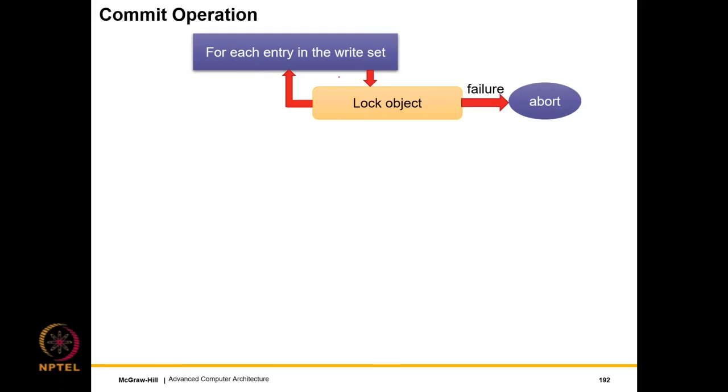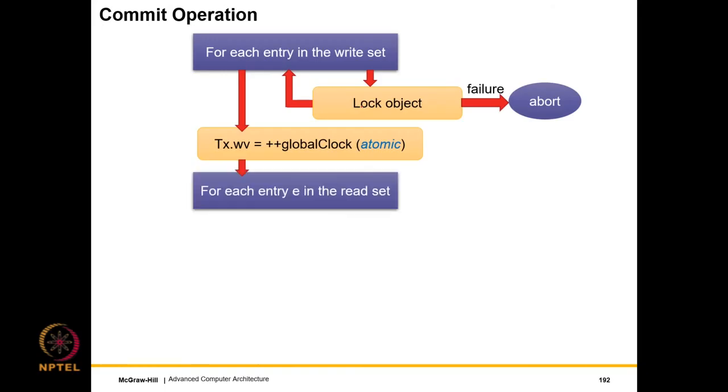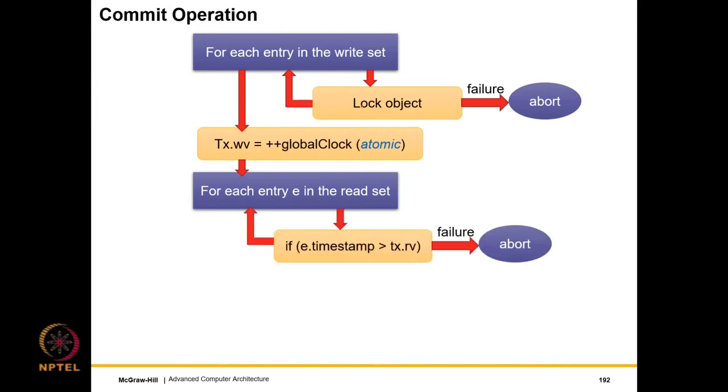But for each entry, we lock it. If it is a failure, we abort. Then what we do is that we increment the global clock yet once again atomically, and the incremented value becomes the write version. So we have two timestamps, RV and WV. So RV is read version, WV is write version.